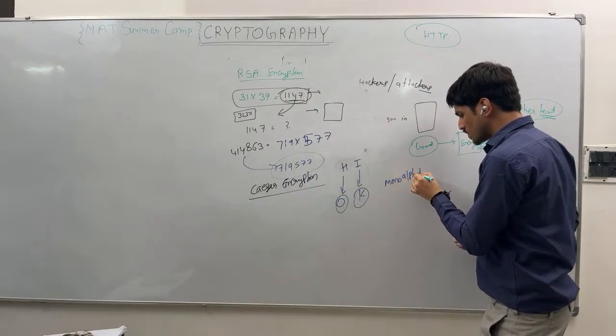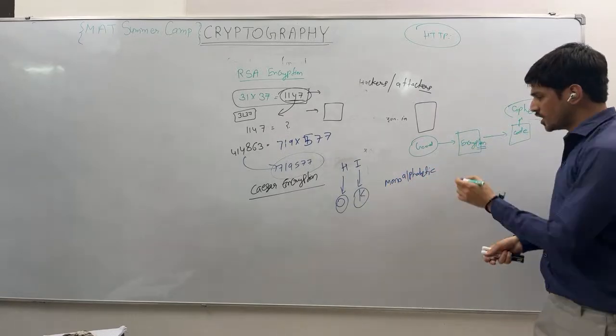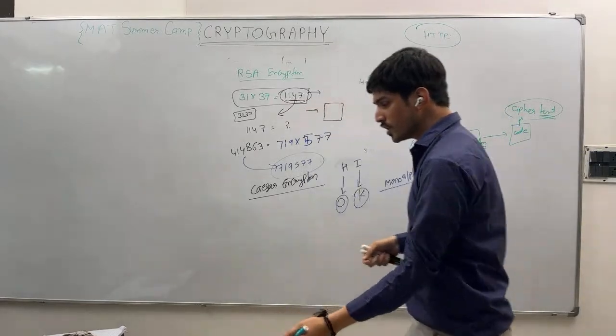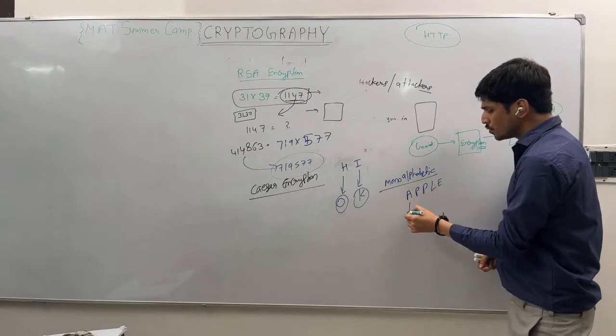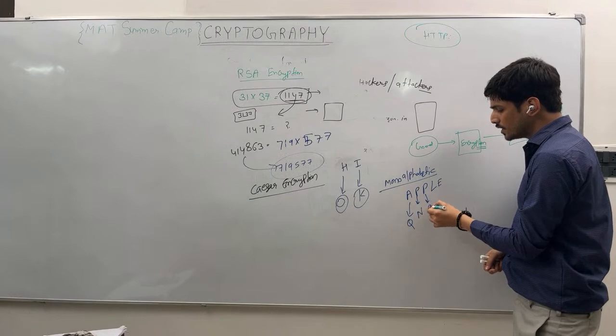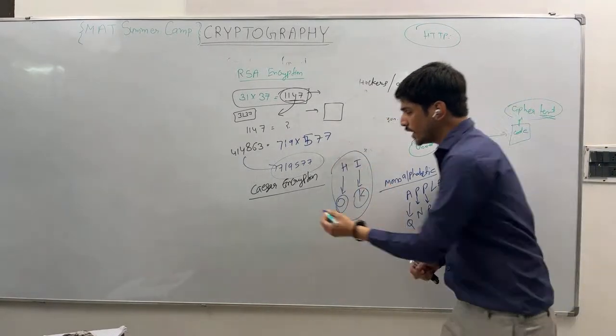Monoalphabetic. Actually, no need to remember this. I'm just giving you the idea of how an encryption system works. Monoalphabetic encryption means, let's say some word is there. For A they can use some Q, for P they can use some N, for this one they can use some R. Okay, and in Caesar encryption they can do this thing also.